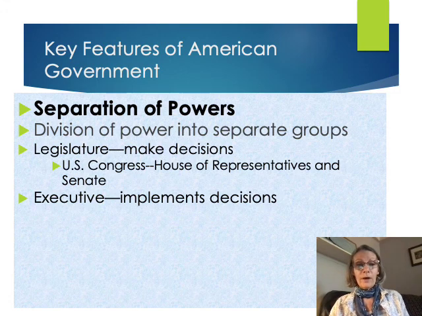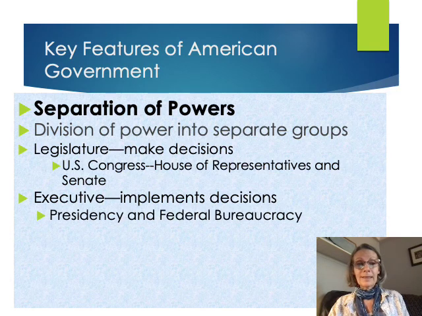Another power of government is the power to take decisions and to put them into action. And that's what the executive branch does. It implements the decisions that the legislature makes. At the federal level, there are two entities that make up the executive branch of government: the President of the United States and the so-called federal bureaucracy.